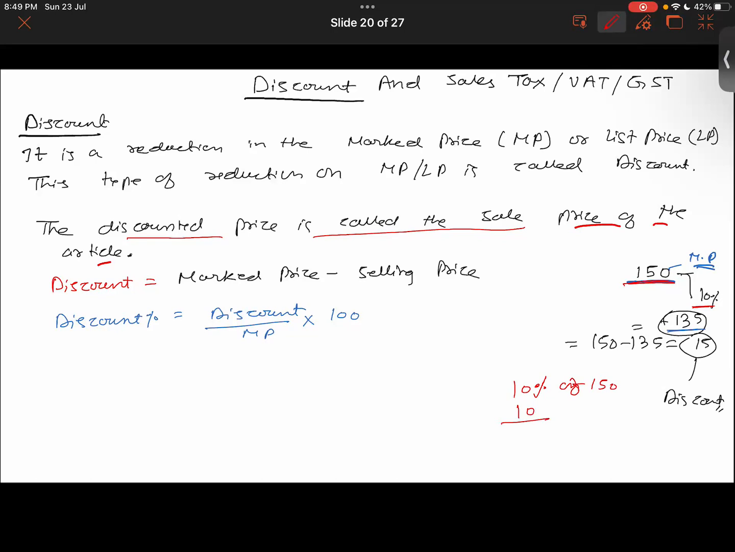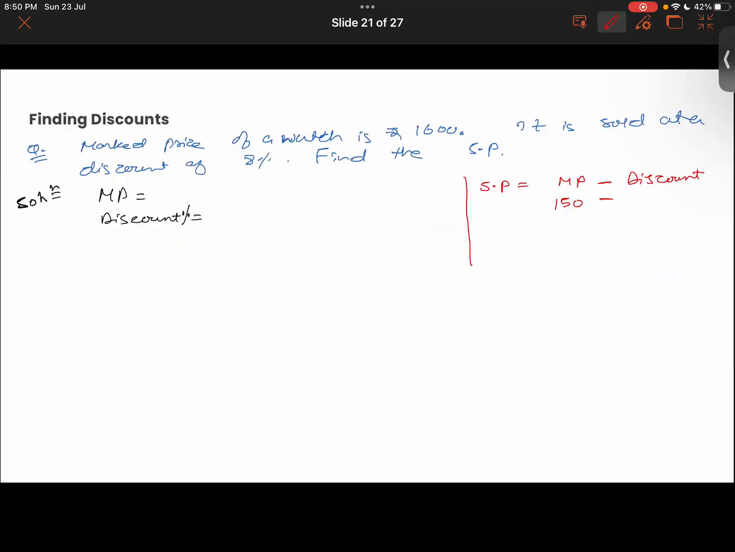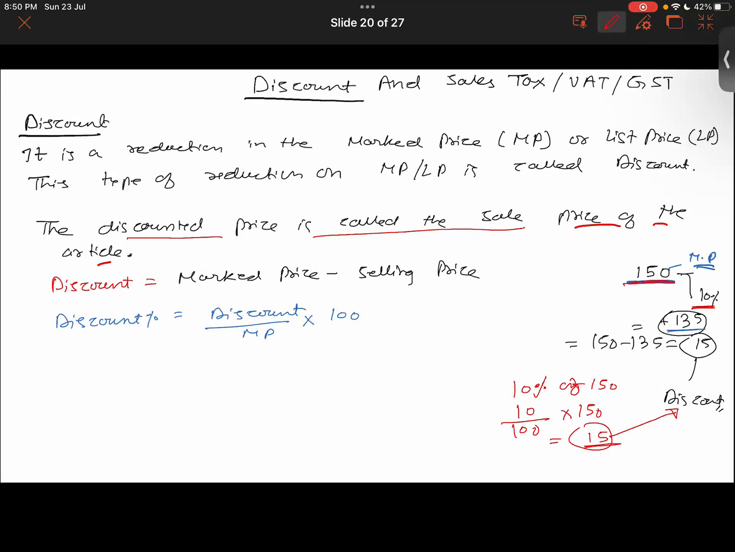So we calculated it first. Now we first find out the discount. So multiplied by 150, that came out to be rupees 15 here, right? So that was the discount amount, not the discount percent. The discount percent was 10%, but the discount amount was rupees 15. Don't get confused between the two. So 150 minus discount. So discount was how much? It was 15 rupees.